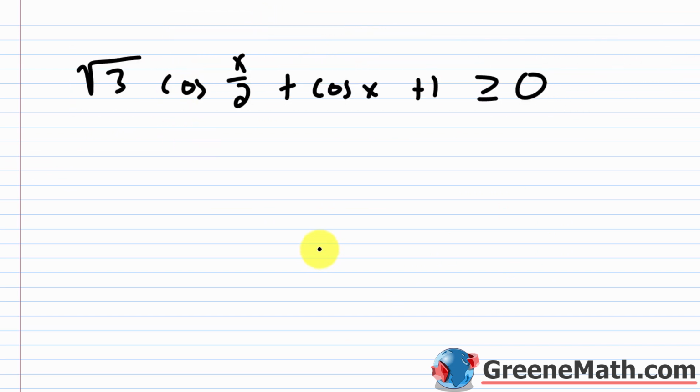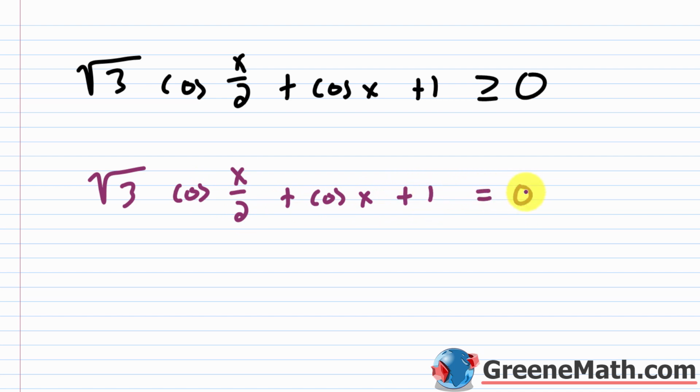So I'm going to solve the related equation first. So let's write out square root of 3 cosine of x over 2 plus the cosine of x plus 1 is equal to 0. Now you could use a half angle formula for this, but if you follow my videos, you know that I don't like that because you end up squaring both sides of your equation and then you have to check. So that slows you down.